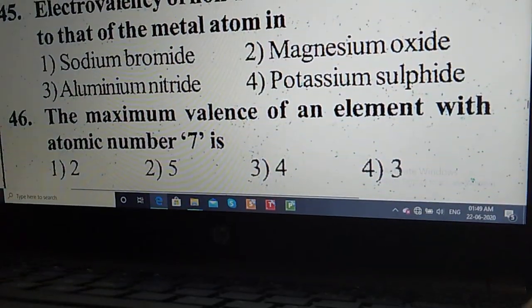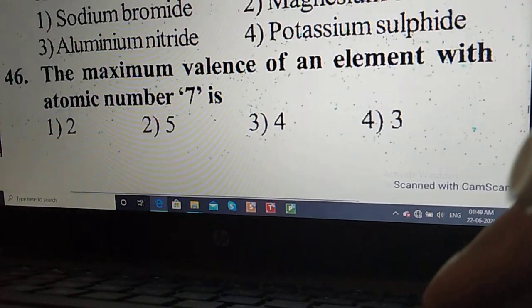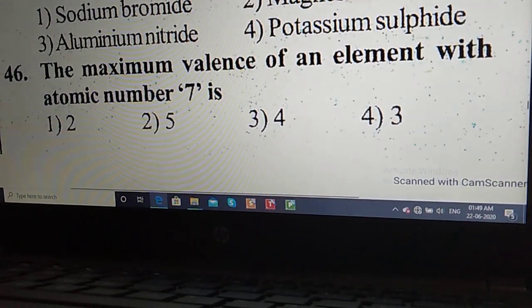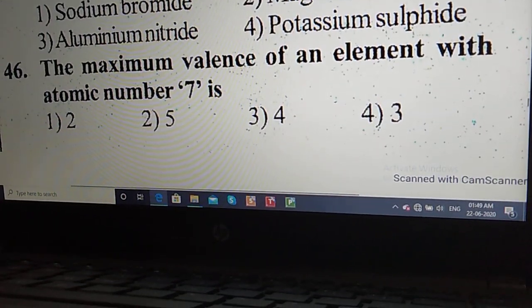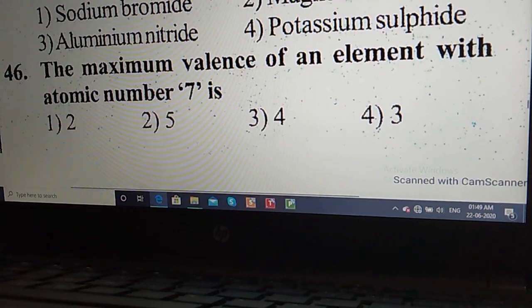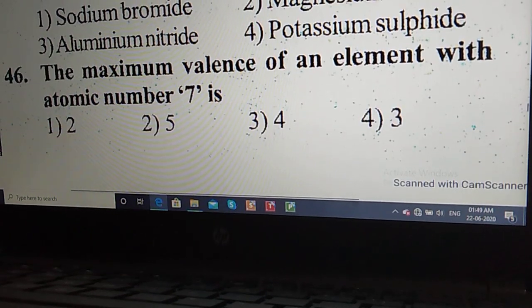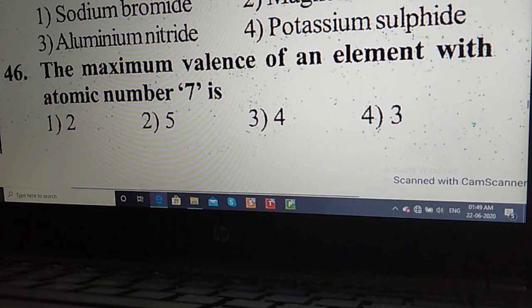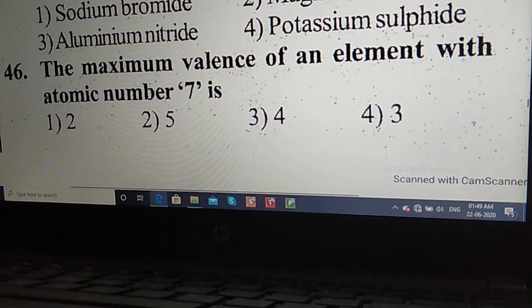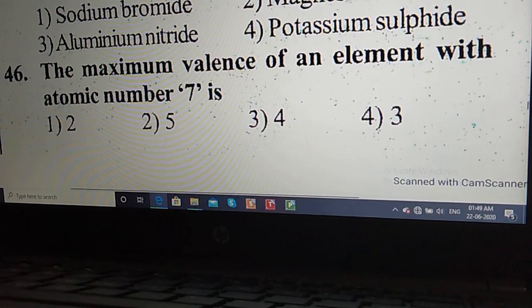Now let us move to question number 46, student. What is question number 46 saying? The maximum valency of the element with atomic number 7 is. Okay, try to understand this question, student. Quite a good question. The maximum valency of the element with atomic number 7.